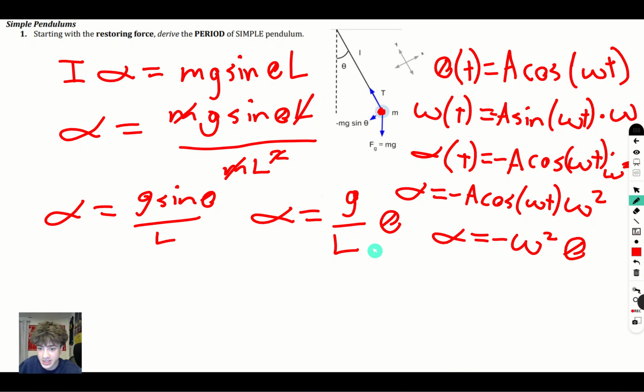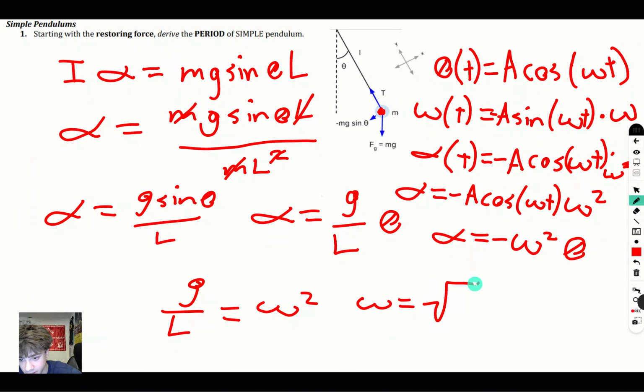Now we could set these equal to each other. We have our g over L theta and our negative omega squared theta. G over L is going to give us omega squared since the thetas cancel out. So our omega is going to be the square root of g over L. And you might have noticed here that I just got rid of the negative. That's because since it's oscillating, the direction doesn't really matter too much because it's just going back and forth. So there's no real constant direction that it's going to keep going in.